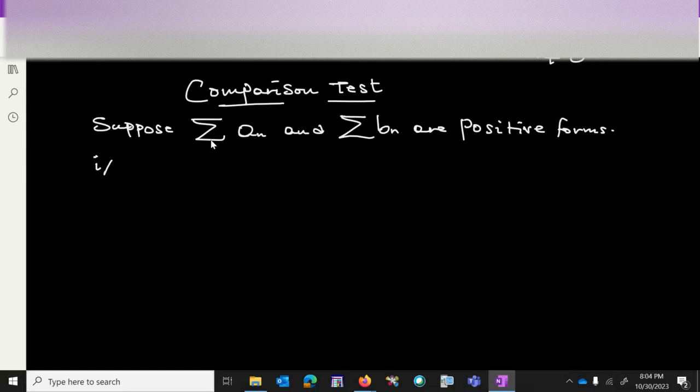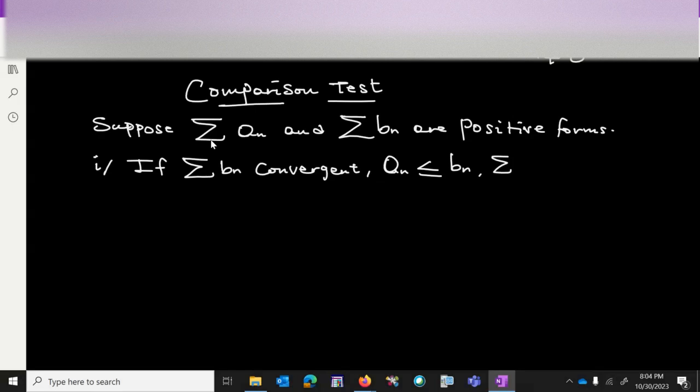The first one is this. If the series b sub n is convergent, and if a sub n is less than or equal to b sub n, then the series a sub n is also convergent. This is a very important point.